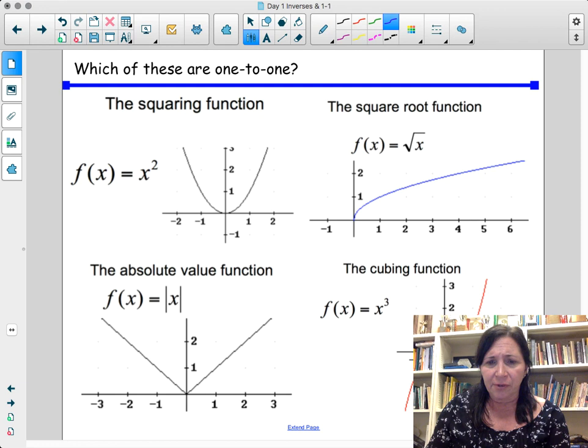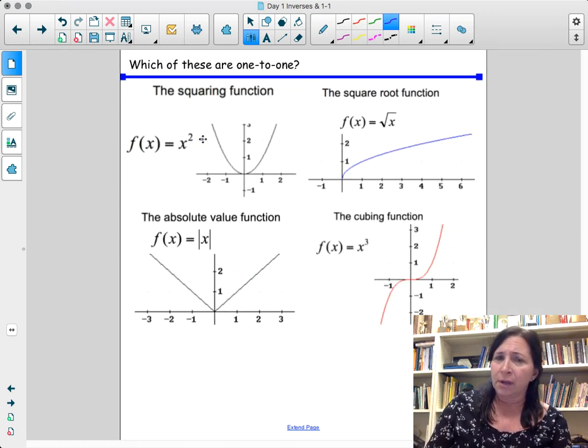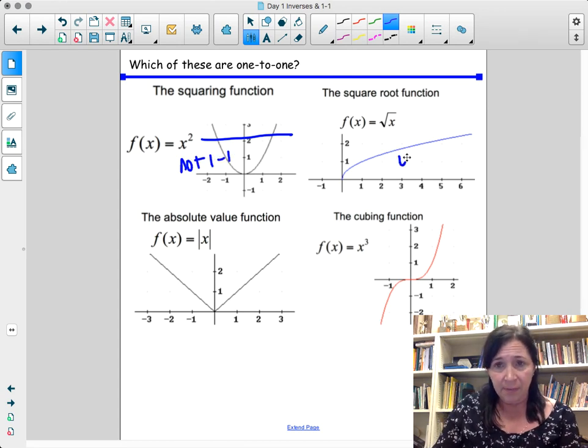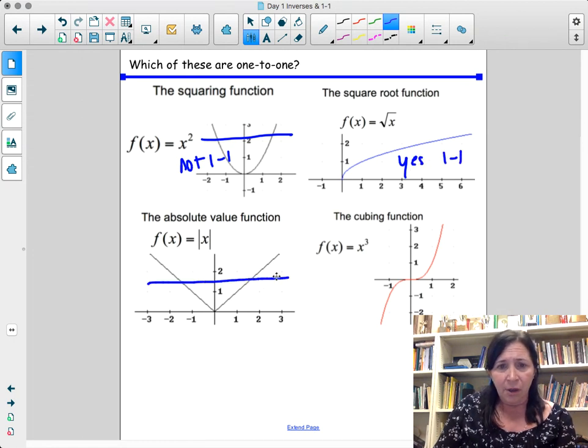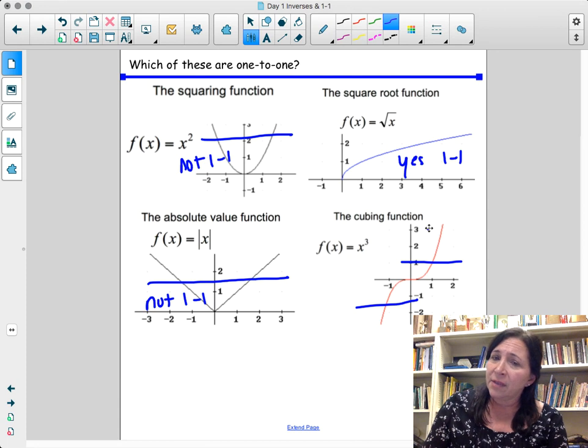So the question for this slide is basically which one of these are one-to-one. This is not, because it doesn't pass the horizontal line test. This is, yes, is one-to-one. No, it's not one-to-one, doesn't pass the horizontal line test. This one does pass the horizontal line test. This is one-to-one.